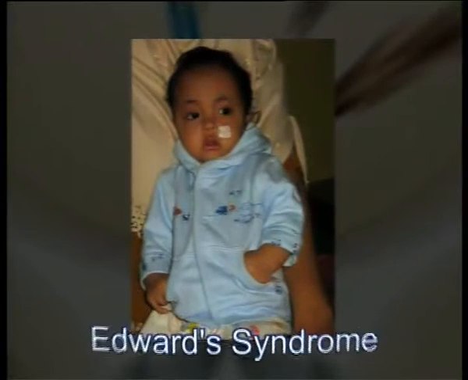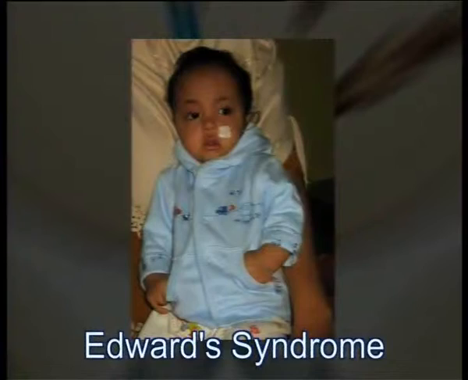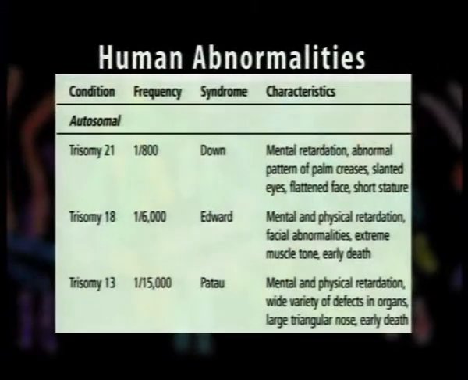Then there is a condition which is called trisomy 18, that is called Edwards syndrome, found in human beings, which results in mental and physical retardation, extreme muscle tone, and even early death can take place in those individuals having chromosome number 18 extra.